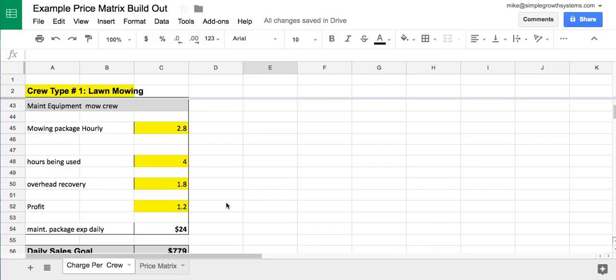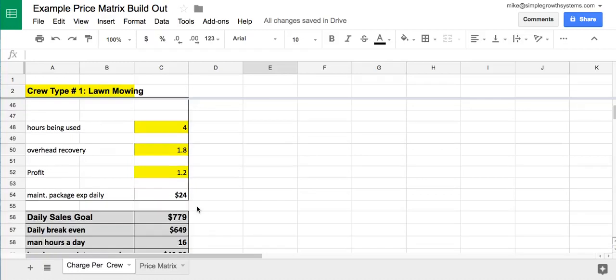And then our maintenance equipment. So these are weed whackers, blowers, stick edgers. We combine those in. That's $2.08 per hour, being used 4 hours a day. Overhead recovery, in this example, it probably should be 1.6 to be consistent, but I'm going to leave it just so the numbers add up and I can show you. And the profit of 20%. So our maintenance package is costing us $24.